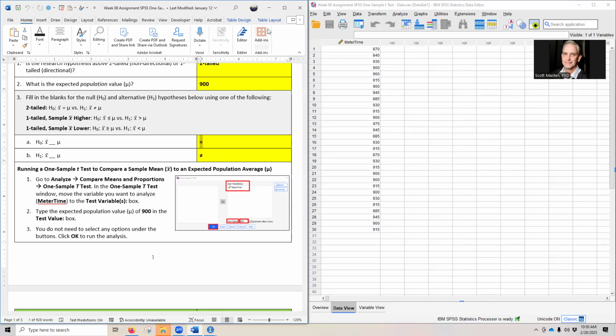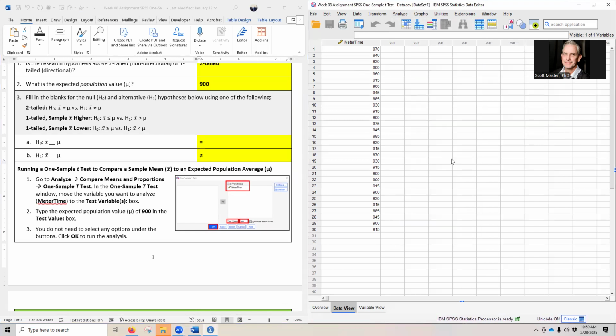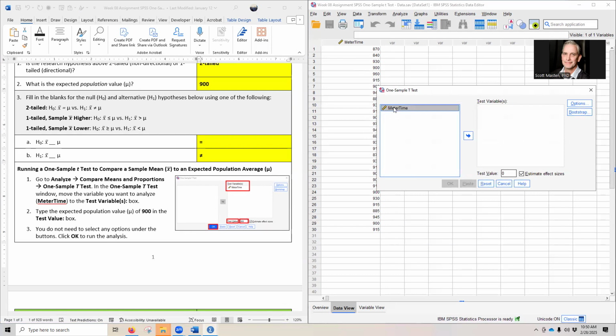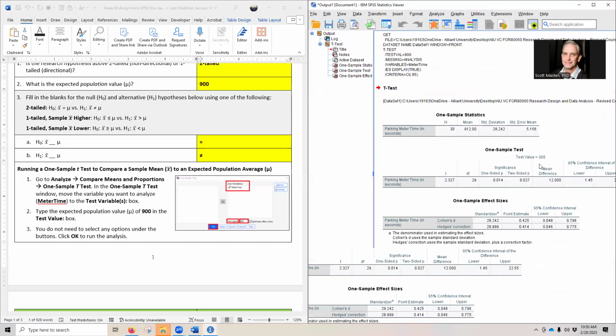So let's go ahead and run this. We go into Analyze, down to Compare Means and Proportions, One Sample t-test. We put our test variable into the box over here. Under Options there's nothing. Where it says test value, the default is 0, which tests if a sample mean is different from 0. Our test value is actually 900, because we want to know if the sample mean of seconds differs from 900 seconds, the population parameter. Click OK, and that's what we needed.